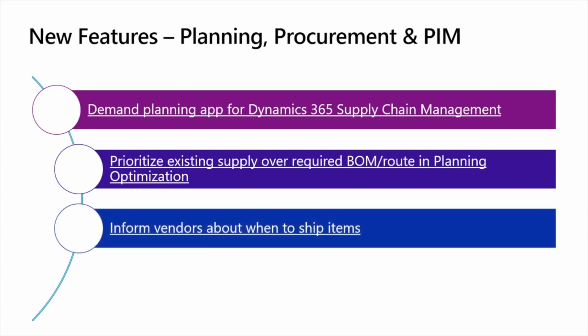The next one is inform vendors about when to ship the items. This feature adds a new ship date field to purchase orders, calculated according to the configured transport dates. When master planning suggests a date for placing a planned order, it will also consider the transportation day setup to help make sure the goods will arrive at your location on time.